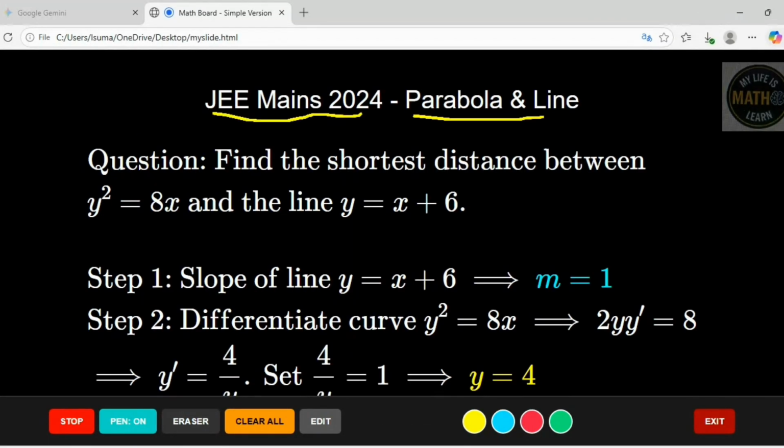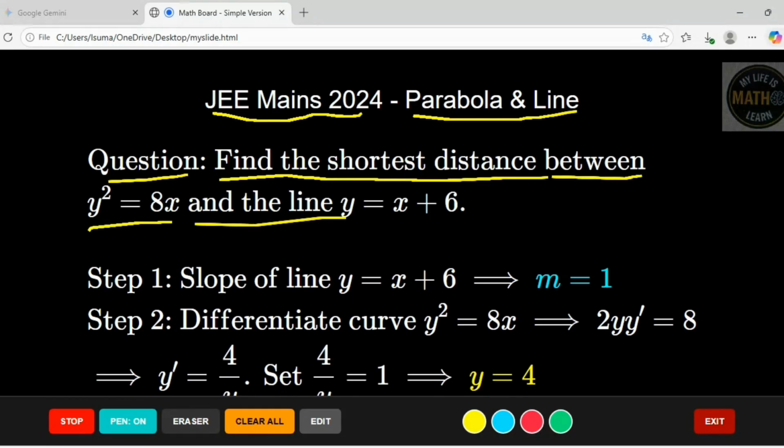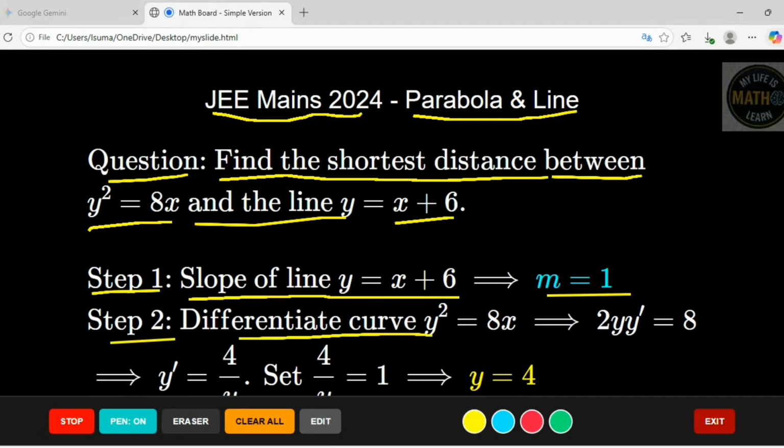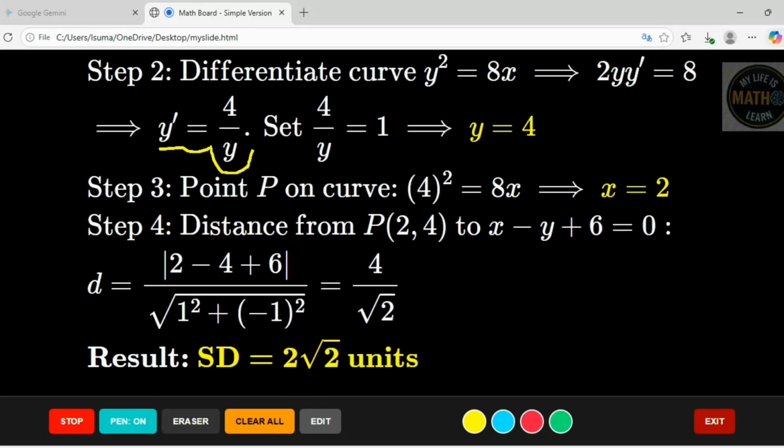JEE 2024 question: find the shortest distance between y square is equal to 8x and the line y is equal to x plus 6. The slope of the line y is equal to x plus 6 is m is equal to 1, which means dy by dx is 1. Differentiating the curve y square is equal to 8x, we get 2y y dash is equal to 8, so y dash is equal to 4 by y. So 4 by y is equal to 1 because dy by dx is equal to 1, so y is equal to 4.